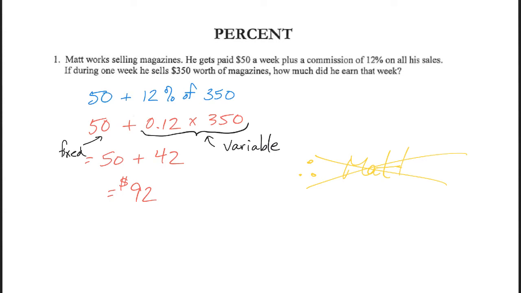What did the question ask you? How much did he earn that week? And if you answered 92 bucks, and I don't understand that, and I go, well, but you didn't put like this big therefore statement. Like, I don't understand what your answer means. Then doesn't that speak more about me than it does you?